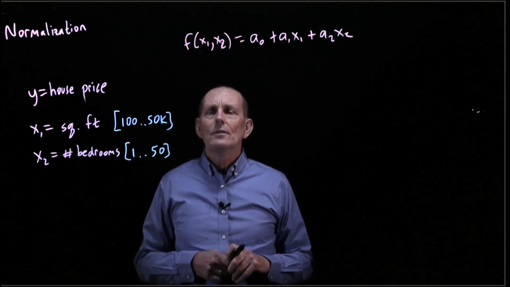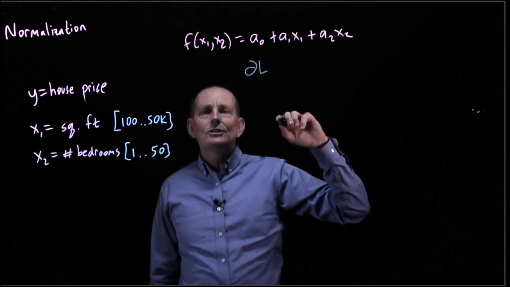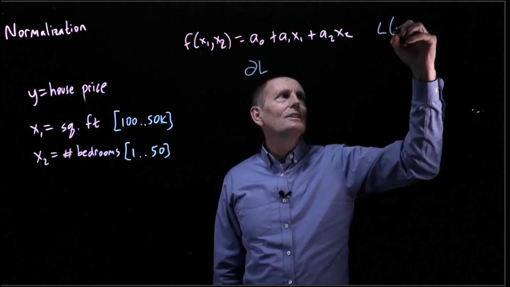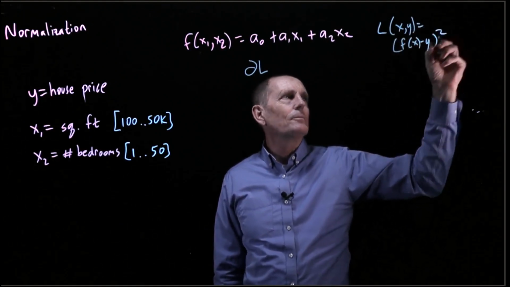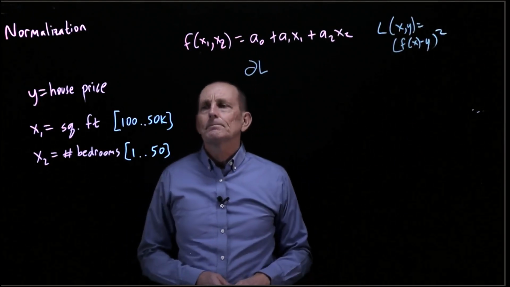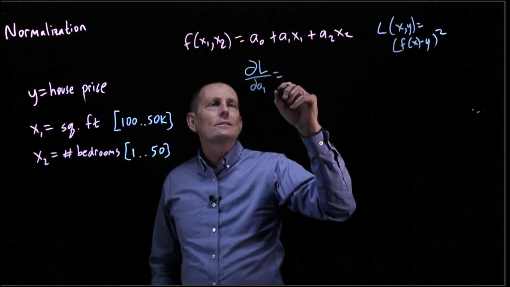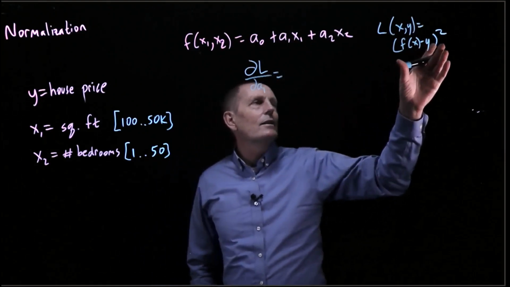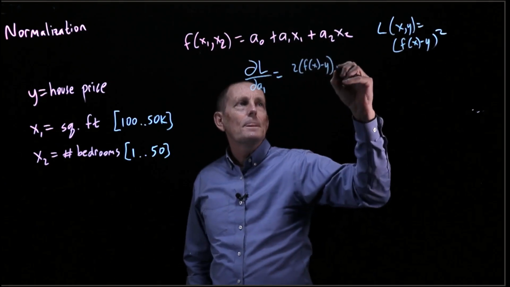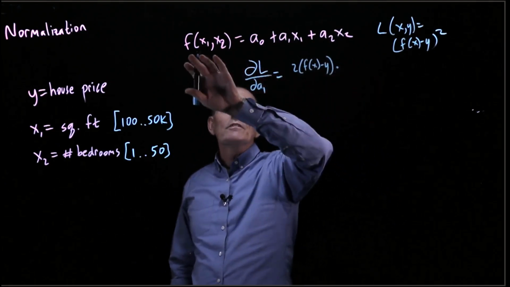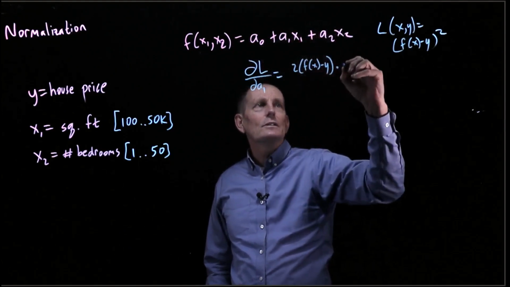Let's look at how that difference is going to affect things. So let's use our standard loss, where the loss of x and y is f of x minus y squared. Okay, so if we look at the derivative of the loss with respect to a1, that is going to be 2 times f of x minus y times the partial derivative of f with respect to a1. The partial derivative of f with respect to a1, a constant, we just get left with x1.